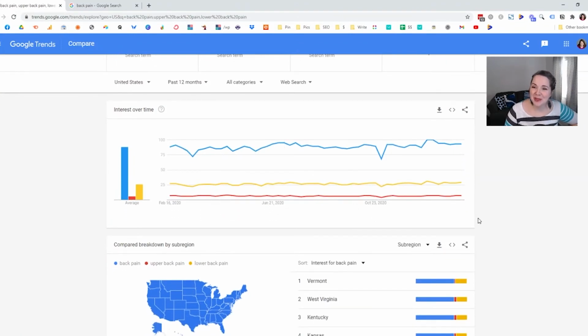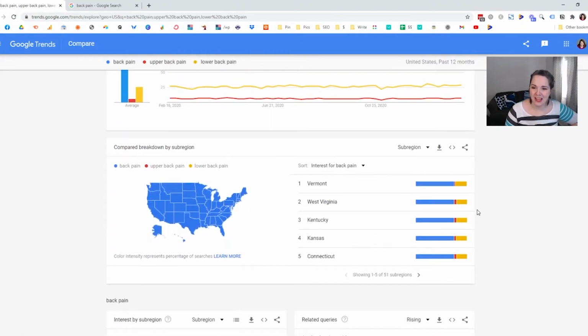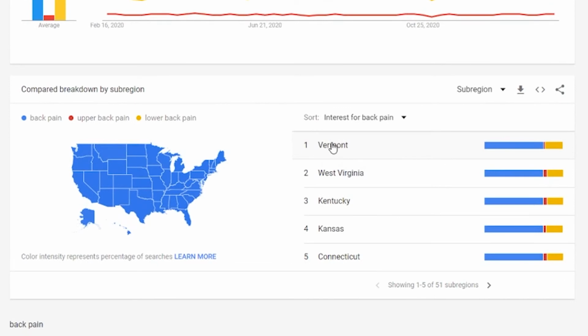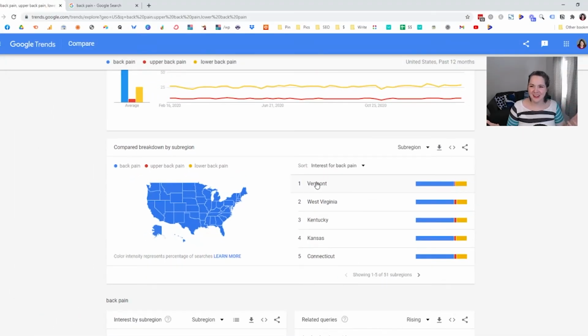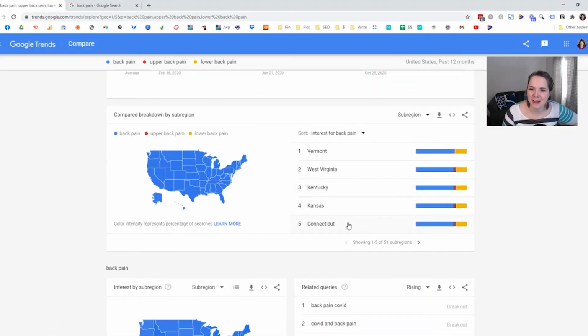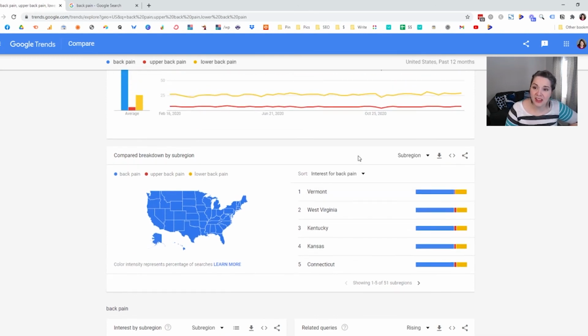And it will also break this up for you by location again. So even though we saw that overall back pain was highest in West Virginia, actually people have a lot more lower back pain in Vermont. Wonder if they're shoveling snow or something. So you can kind of speculate a little bit here, but if you were a chiropractor in Vermont, you may want to talk more specifically about lower back pain as opposed to generalized back pain.